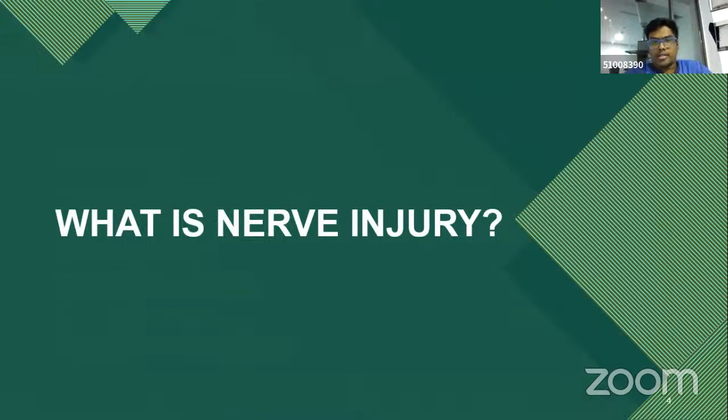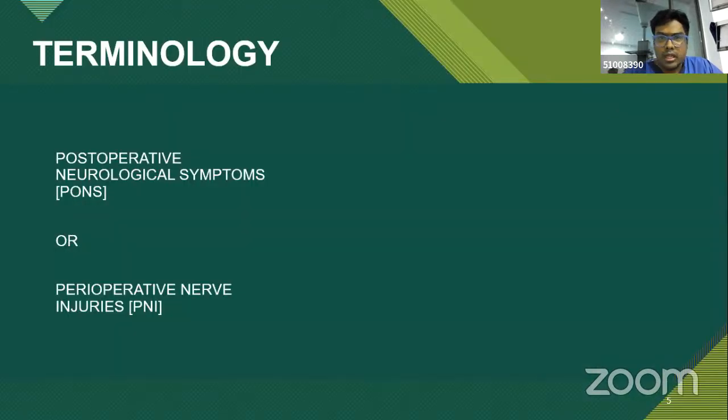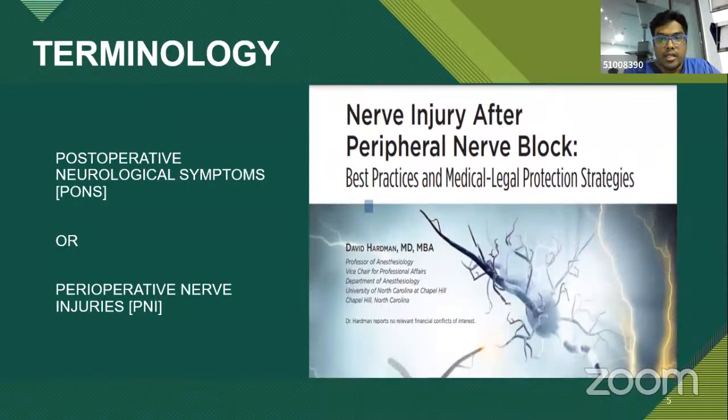So a little bit of the basics, just to brush up the anatomy of nerve injury before we understand what it is. And a disclaimer: a few of my slides on nerve injury are going to be a bit of a repeat, because I had given this talk at MASCON this year. So bear with me, whoever has listened before. Now, nerve injury after a regional anesthesia nerve block given by us comes under post-operative neurological symptoms, or we term it perioperative nerve injuries.